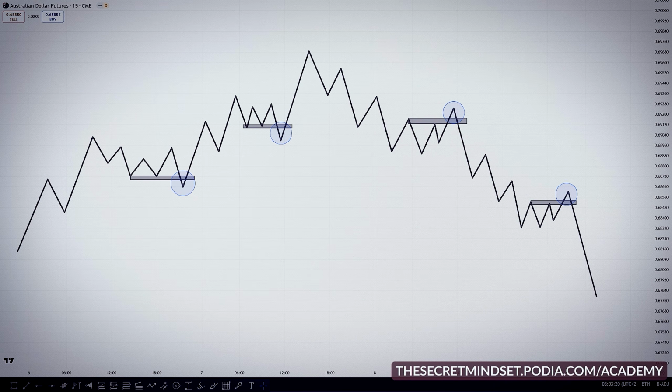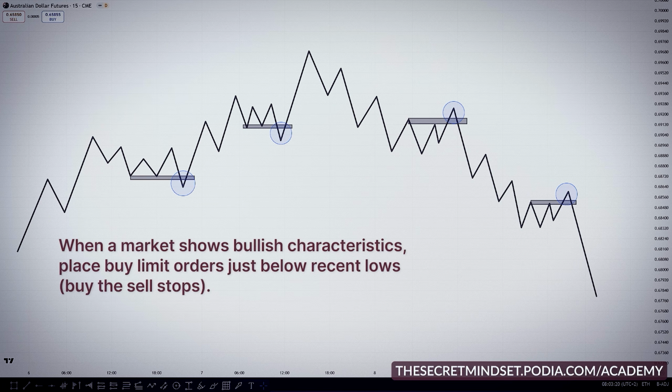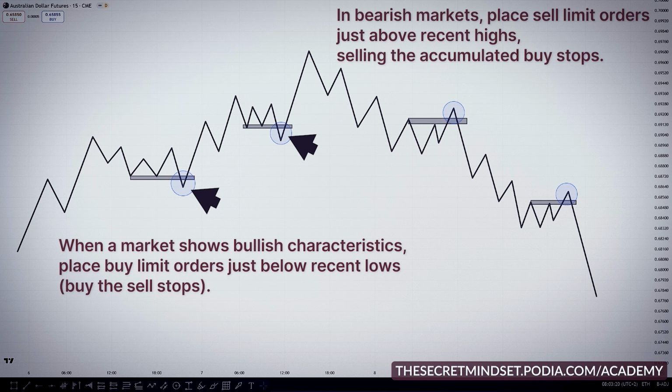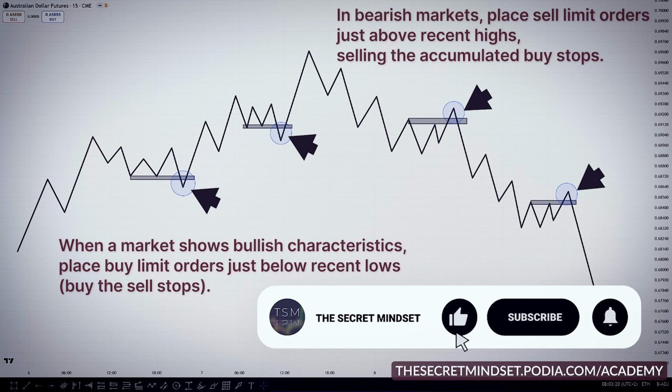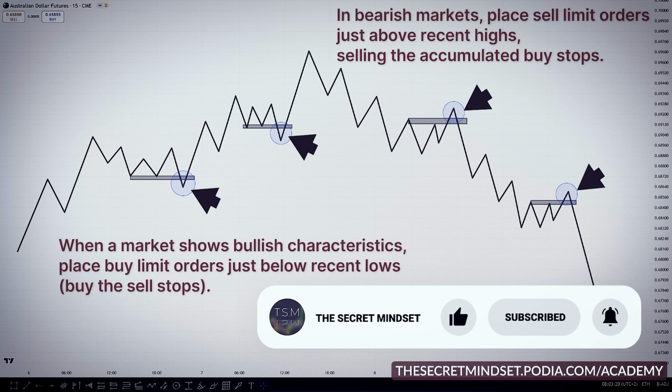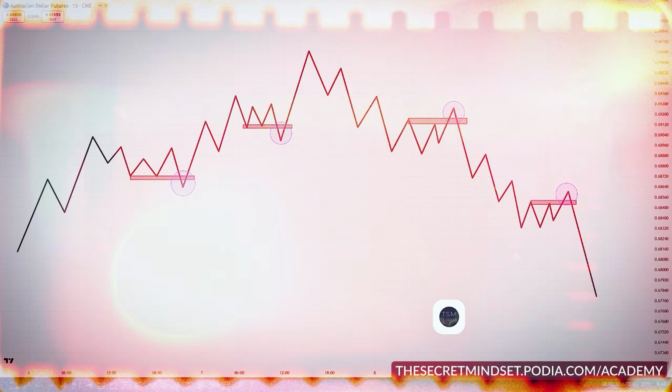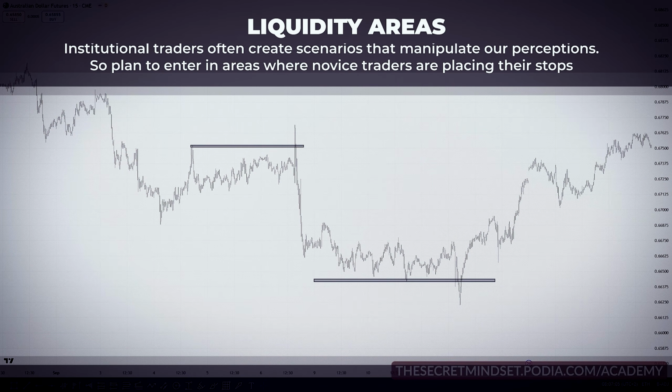Entry techniques for liquidity hunting require precision. When a market shows bullish characteristics, you might place buy limit orders just below recent lows. This strategy mimics how institutional traders would enter positions, essentially buying the sell stops. The reverse holds true for bearish markets. You can place sell limit orders just above recent highs, selling the accumulated buy stops. This approach allows you to trade like institutional players, taking advantage of predictable market behaviors. Basically, you plan to enter in areas where novice traders are placing their stops.